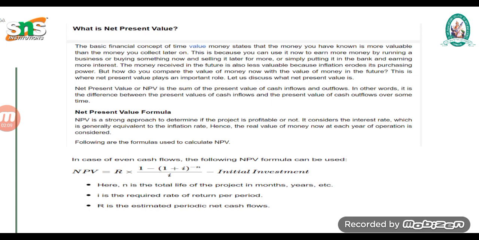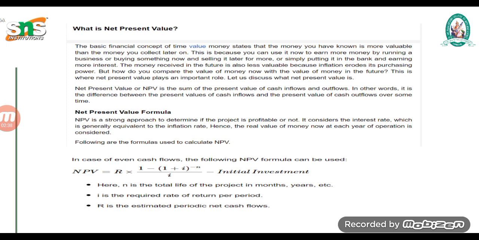The money received in the future is also less valuable because inflation erodes its purchasing power. But how do you compare the value of money now with the value of money in the future? This is where net present value plays an important role. Let us discuss what net present value is. Net present value can be denoted as NPV, which is the sum of present value of cash inflows and outflows. In other words, it is the difference between the present value of cash inflows and the present value of the cash outflows over some time.